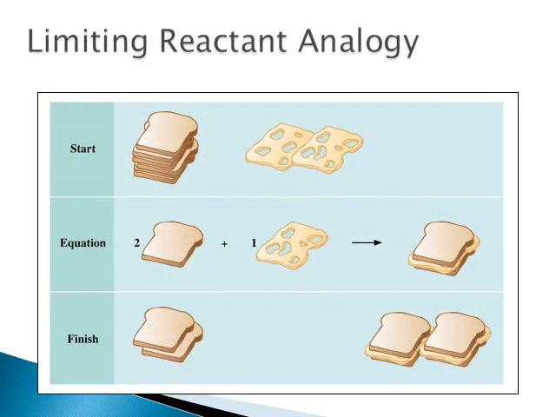And there's an illustration. There's our bread, there's our cheese, there's our equation. We finish with 2 complete sandwiches and 2 pieces of bread left over. All the cheese is used up. That's why it is the limiting reactant.